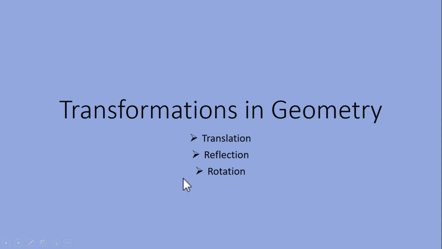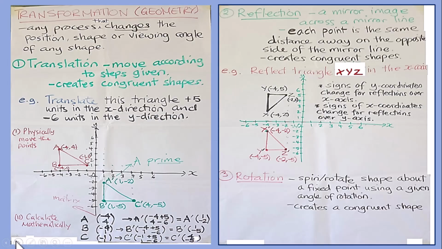Hello there, we are back again to talk about transformations, and this time we'll be talking about rotations. So let's get going. Alright, what is rotation? A rotation is a spin, or you rotate a shape about a fixed point using a given angle of rotation.